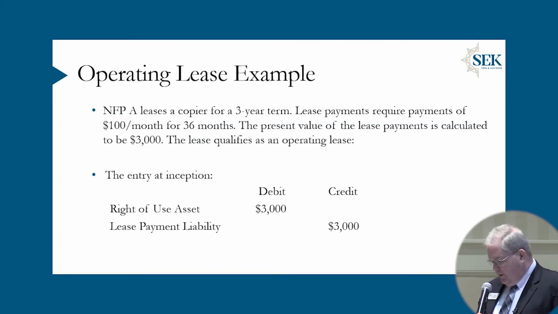So I do have a couple simple examples here. We do have a 3-year term lease. This is an operating lease. It requires payments of $100 a month for 36 months. The present value is calculated to be $3,000. So at the inception, when you record this lease, you're going to record your right of use asset and your liability for the $3,000. It's very simple.